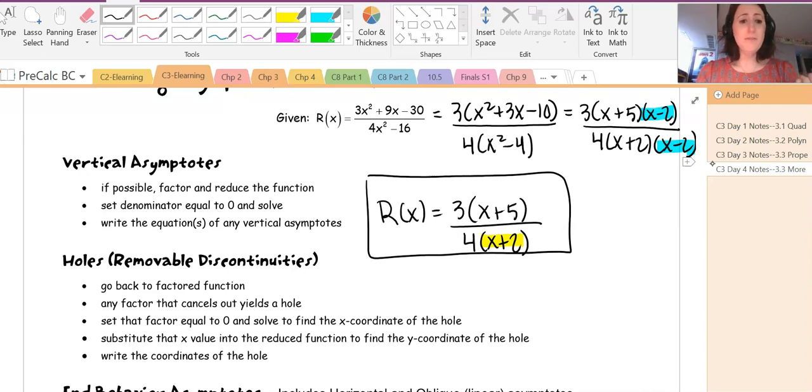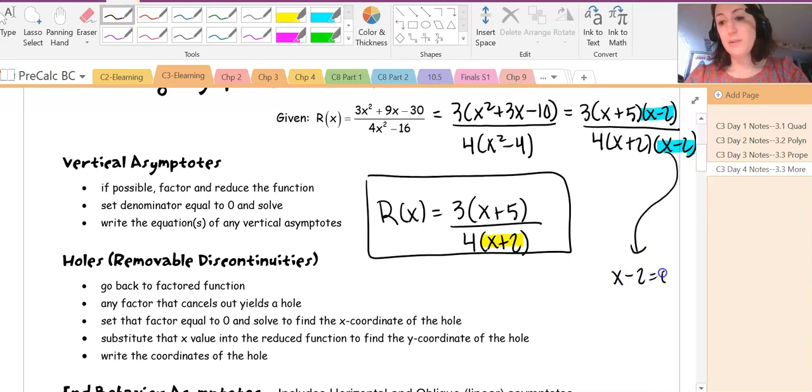You're going to go back to your factored function. Any factor that cancels out yields a hole. So that would be this x minus 2 right here. We're going to set that factor equal to 0 to solve, to find the x coordinate of the hole. Substitute that x value into the reduced function to find the y coordinate of the hole. All right, so x minus 2 equals 0, x equals 2.